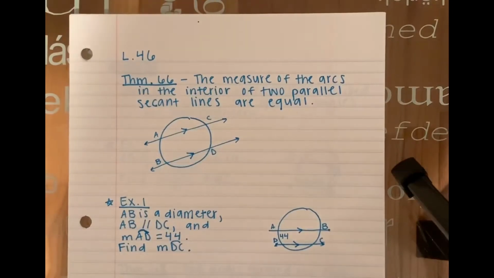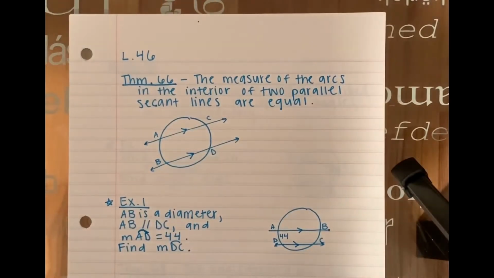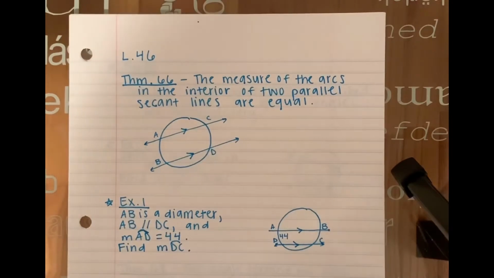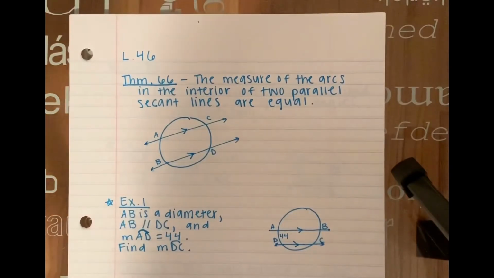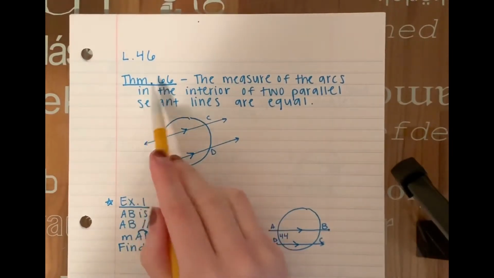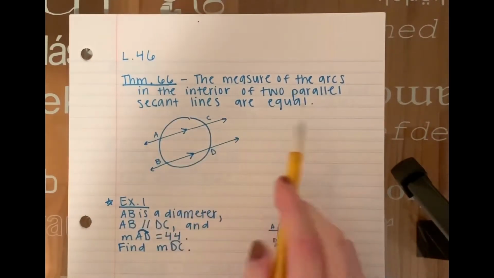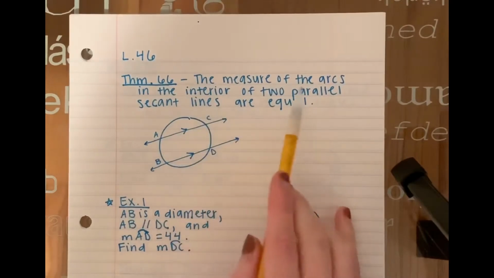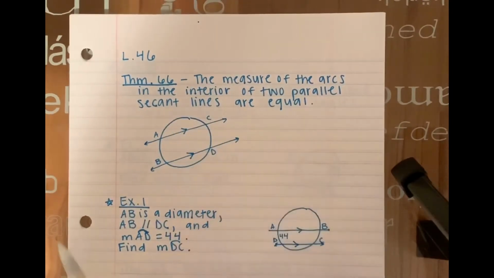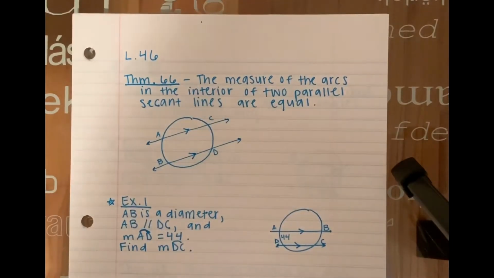Lesson 46 is continuing our study of circles and lines that intersect circles and the arcs and the angles that are formed. We are going to learn 3 new theorems in this section, 66, 67, and 68. Here's the first one. It says Theorem 66. The measure of the arcs in the interior of 2 parallel secant lines are equal. Go ahead and copy that down into your theorem section of your notebook.